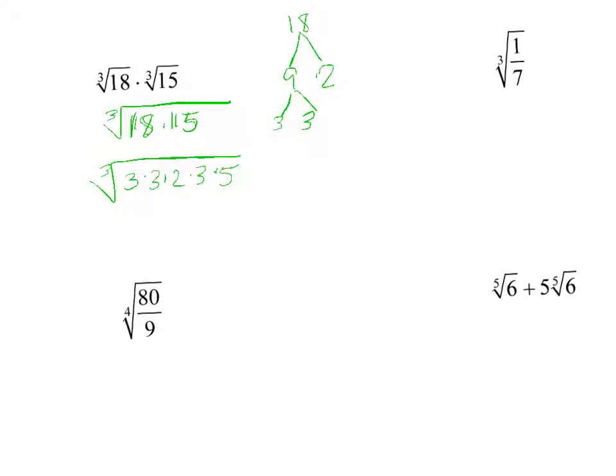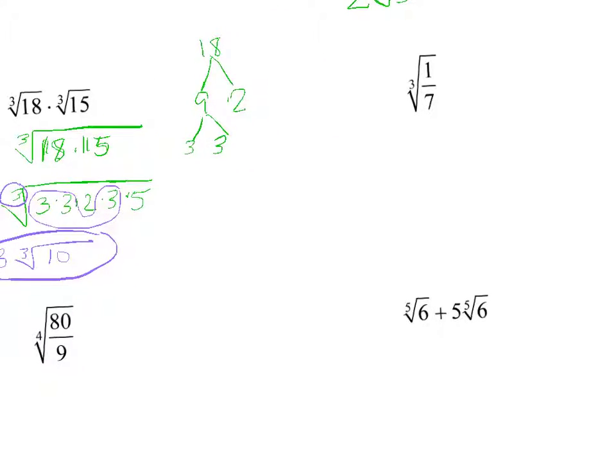And so now as I'm looking for simplifying, remember this is a cubed root. So I'm looking for groups of 3, which I have 3 threes. So I can take that out front. And then I'm still left with the 2 times 5, which is 10. And so there's my simplification. That'll be my answer.